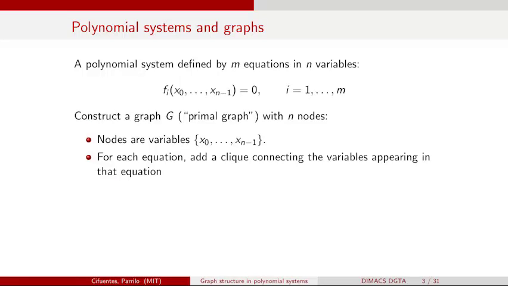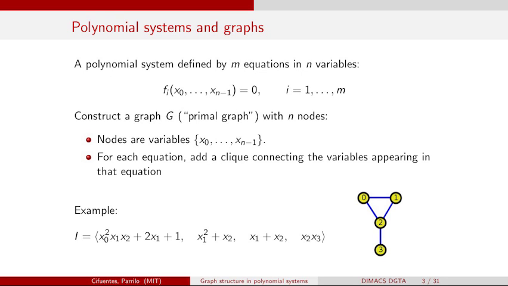In particular, the way that we're going to have the graph, I'll show you an example in a second. I'm going to define an undirected graph where the nodes are going to be my variables, x0 to xn minus 1. And for each equation, I'm going to add a clique. A clique is a complete graph that's going to connect all the variables that appear in that equation.